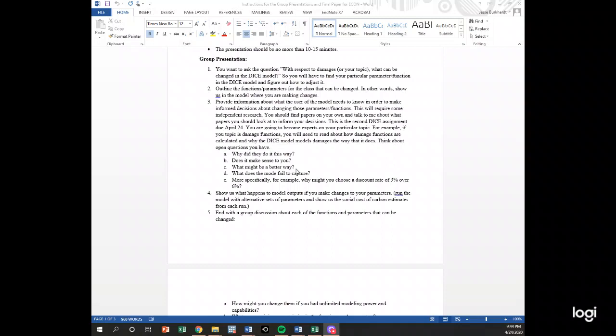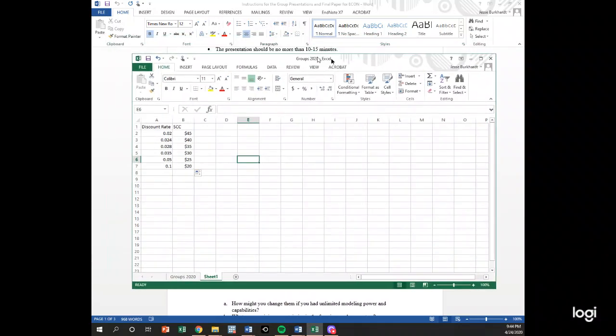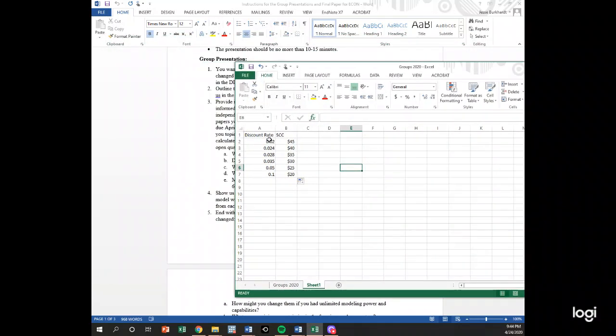Then you want to show us what happens to the model output, or the social cost of carbon estimate, if you make these changes to your parameters. So run the model with the alternative sets of parameters and show us the social cost of carbon estimates from each run. This is really just as simple as doing something like this. So if you're in the discount rate group, you're going to give us a table that says, here are the discount rates I used, 2% all the way up to 10%, and here are the social cost of carbon estimates I get based on those different discount rates. And so I want to know from the literature why you chose the discount rate of 2% as your lower bound and the discount rate of 10% as your upper bound.